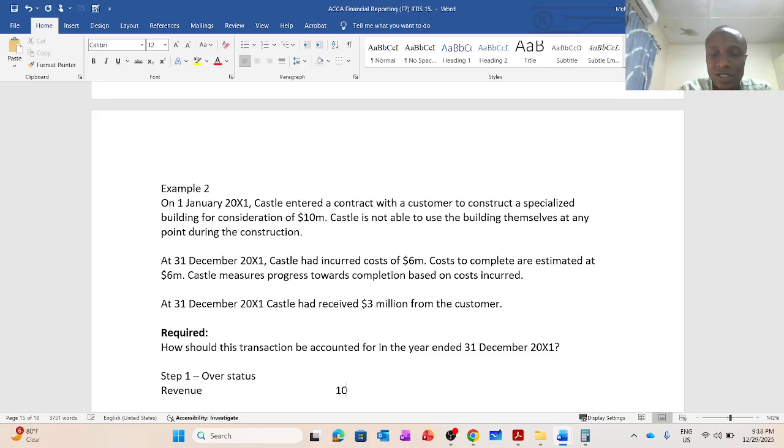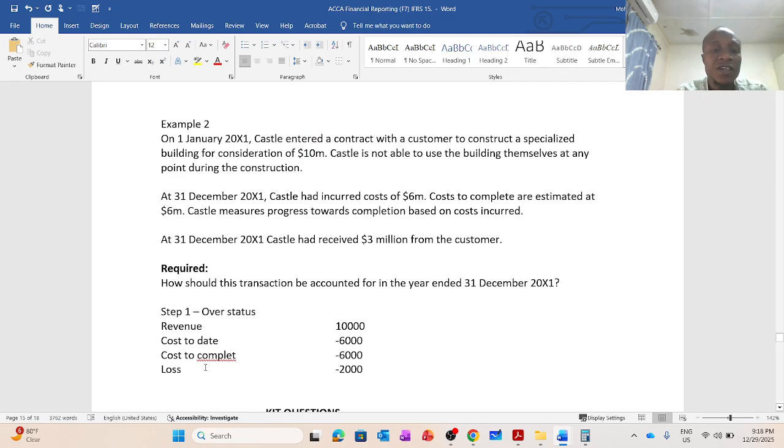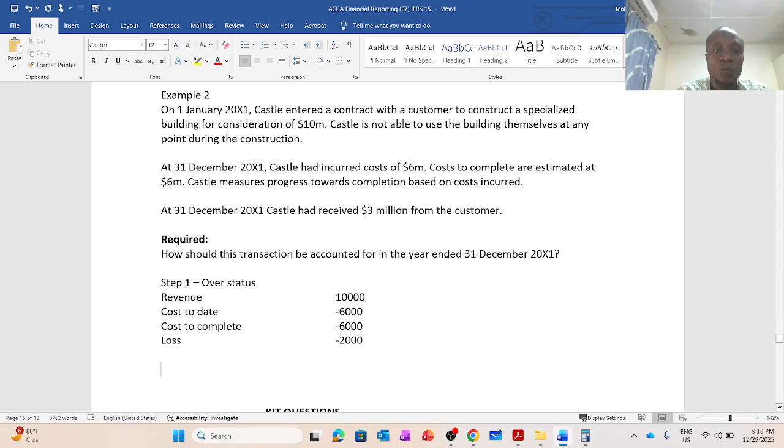The revenue is 10. I'm going to do it in 1,000s as well. Then the cost to date is given in the question, minus 6,000. And the cost to complete is also given, 6,000. So therefore, this is a loss-making project of minus 2,000. If it is a loss-making project, it means according to IFRS 15, we need to recognize revenue based on the progress, as well as make a provision for onerous contract. So step 1.